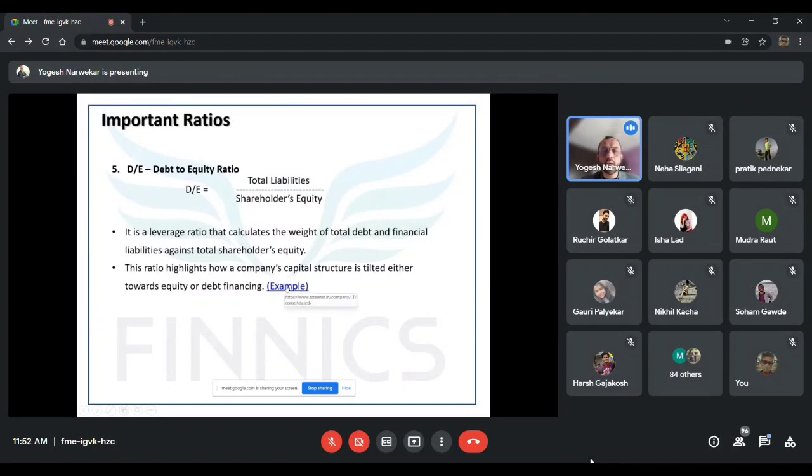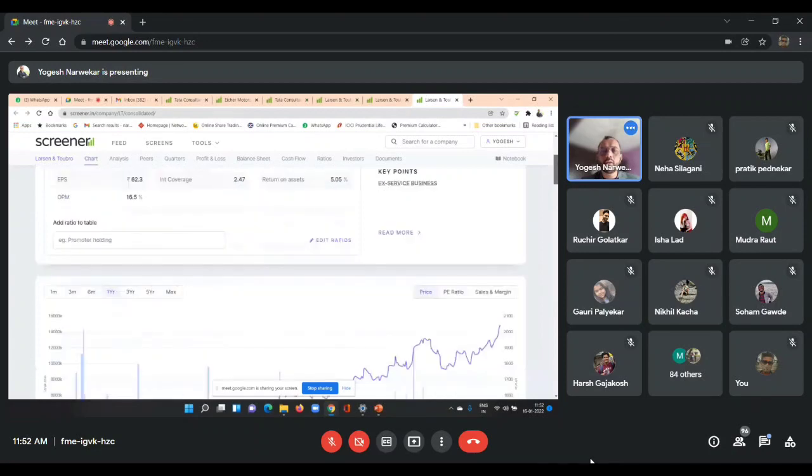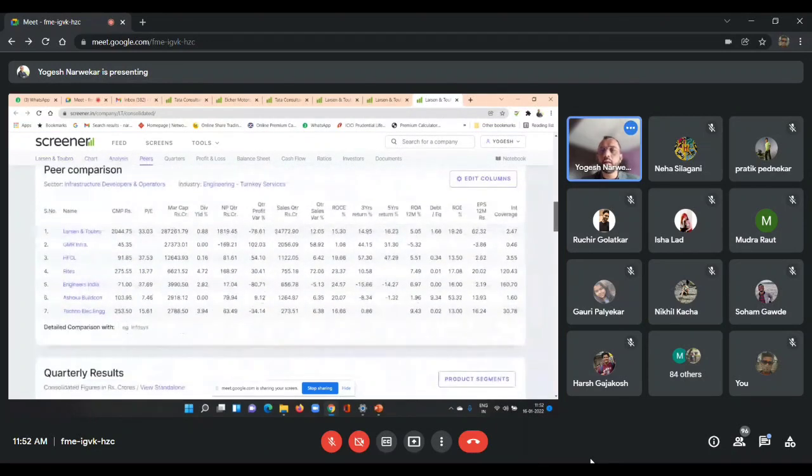Now, if we go back to the same example of L&T, you will come to know why the return on equity of Ashoka Buildcon is more. You see the debt equity ratio. The debt equity ratio of L&T is only 1.66, whereas the debt equity ratio of Ashoka Buildcon is 9.34. It means they have got more liabilities, 9 times the liabilities as compared to their equity capital.